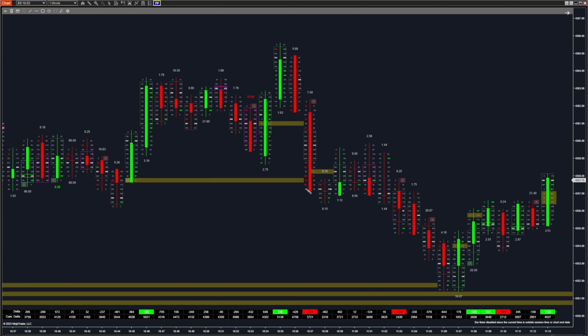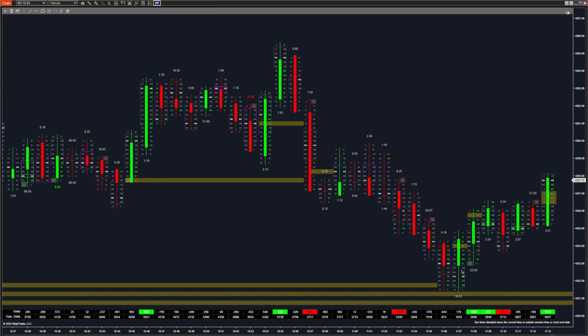And I would target, if there's untested thin prints below, I will target these as the target. But if there isn't any below, or let's say it's 20 points away, I would just go for a 1-to-1 RR. But in this scenario, there are untested thin prints, so you would target that for 5.75 points, which is pretty much a 1-to-1.